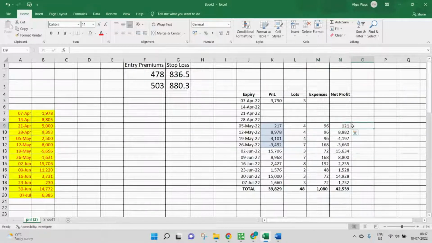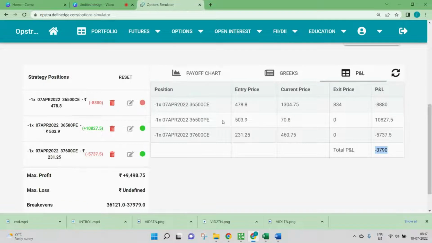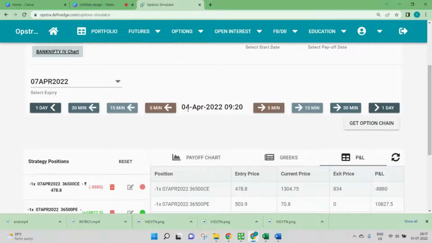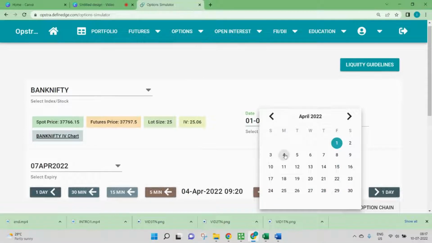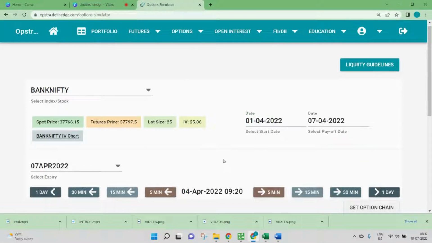Let me try the formula. So now what do we do? We have got an exit on 4th April. 4th April should be Monday, I think. Yes, Monday. So we can take a re-entry.